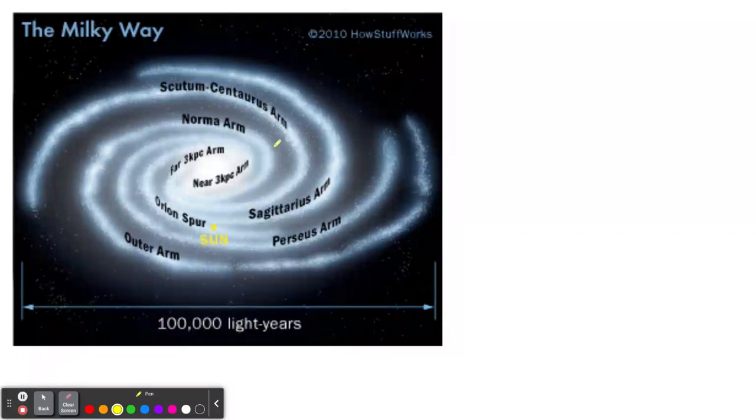So, like I said before, we live in the Milky Way, which has these four arms. And as you can see, there's a picture of the sun. There's where the sun is. And we're in the Orion Spur, which is an arm between the Sagittarius arm and the Perseus arm.